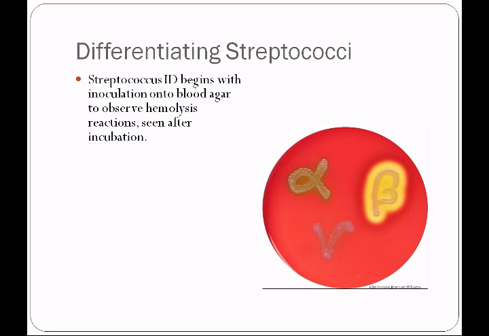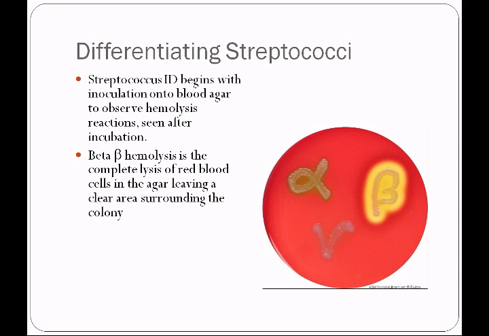Now we have to differentiate the Streptococci. Remember, the Streptococci are catalase negative. Streptococcus ID is going to begin with inoculation onto blood agar. We use sheep blood agar in the lab, and after incubation we are going to observe hemolysis. Hemolysis results from lysing of the red blood cells, and there are 3 types.